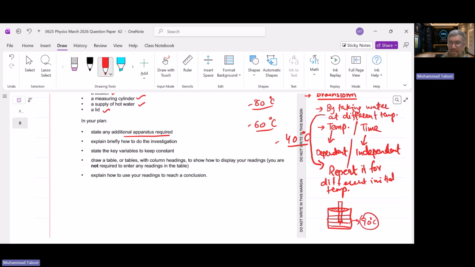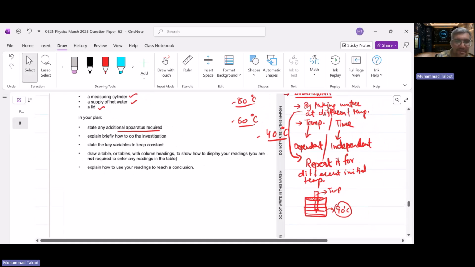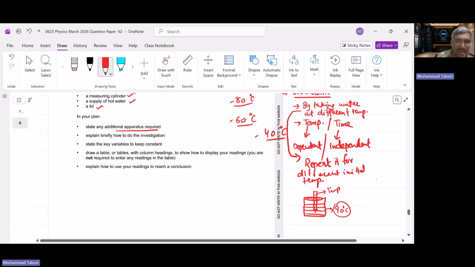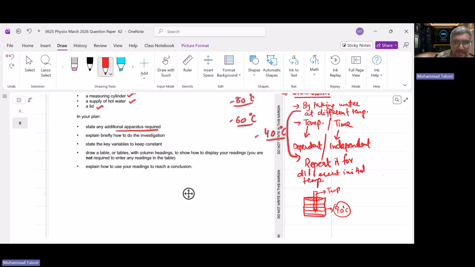But before that, you note down the temperature here, and then see every minute how the temperature is decreasing. If you are taking high temperature water, will the value decrease quickly or not? So anyhow, this was the brainstorming of the question, which will help you to write the points here. Explain briefly how to do the investigation.